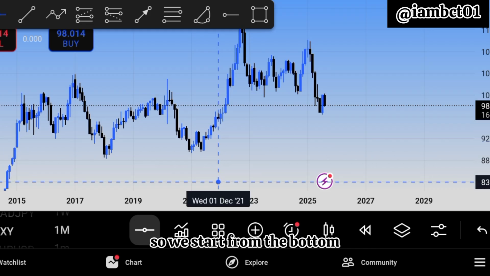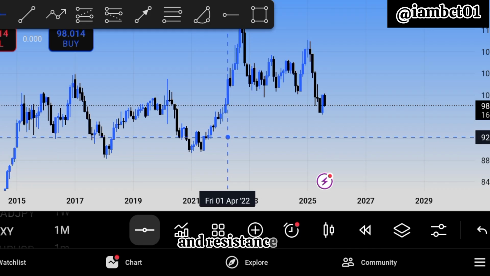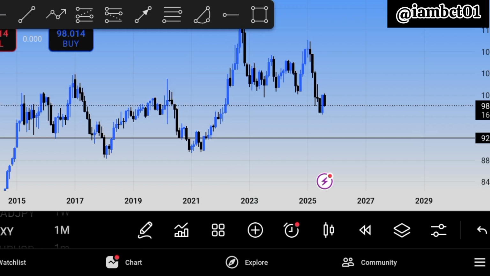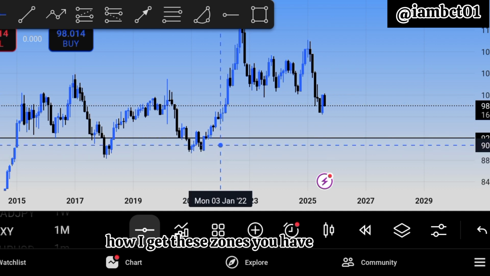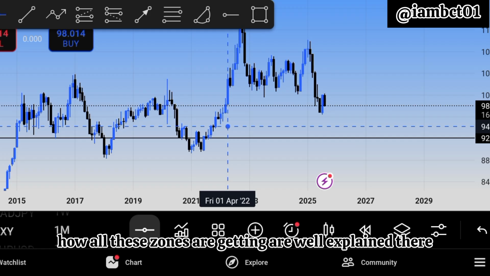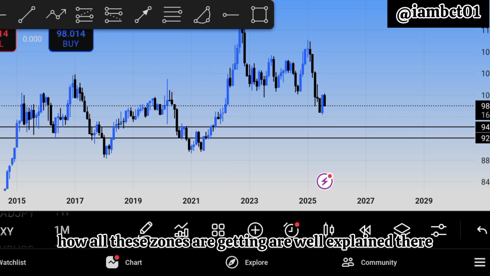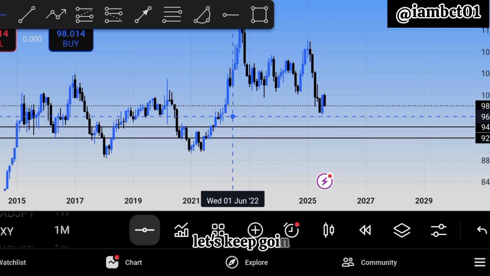So we start from the bottom, highlighting our support and resistance. So this is it right here. And if you want to know how I get these zones, you have to go back and watch my previous videos. How all these zones are gotten is well explained there. So let's keep going.